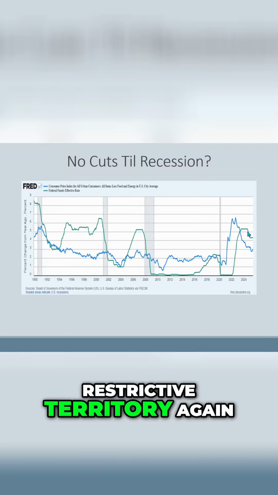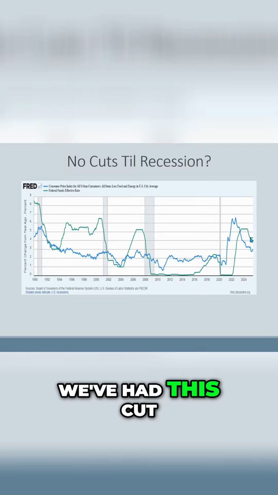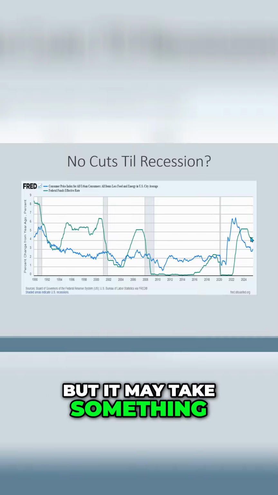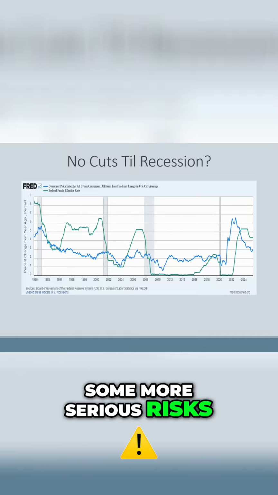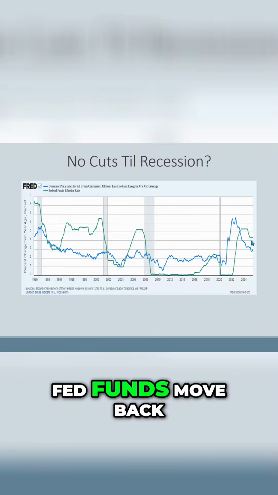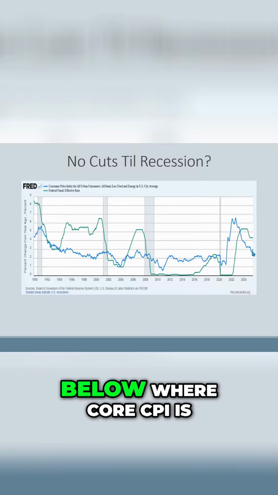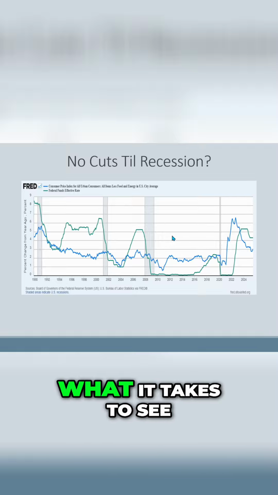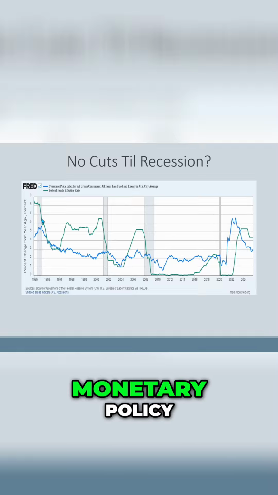Now we're in restrictive territory again, and we've had a handful of cuts last year, but it may take some more serious risks on the economic front to really see Fed funds move back toward or even get below where core CPI is. And that, again, is just based on the historical precedent of what it takes to see the Fed really move monetary policy.